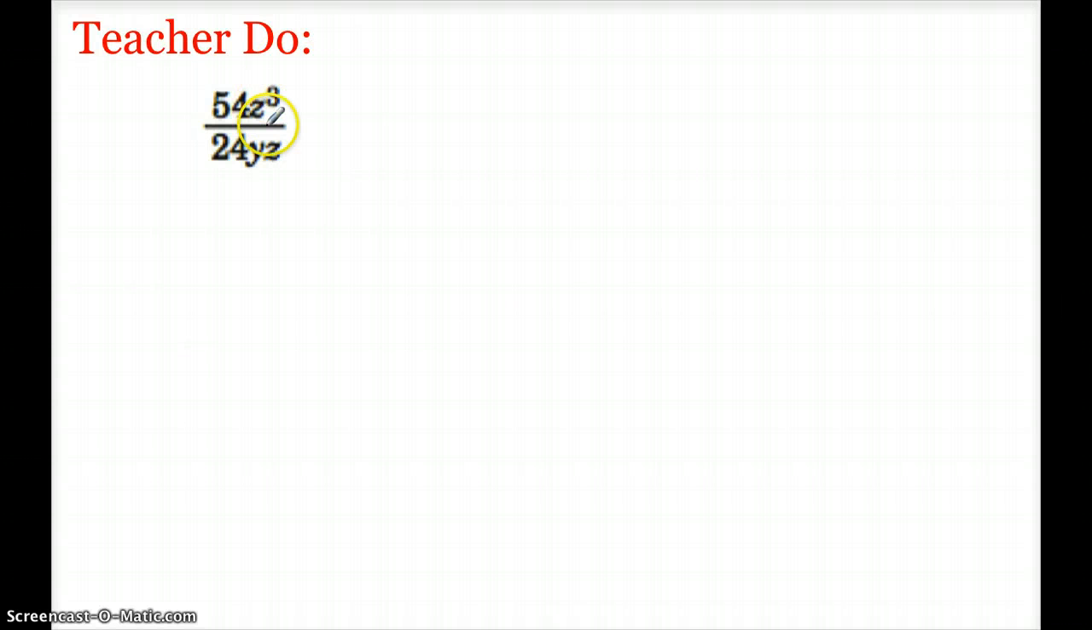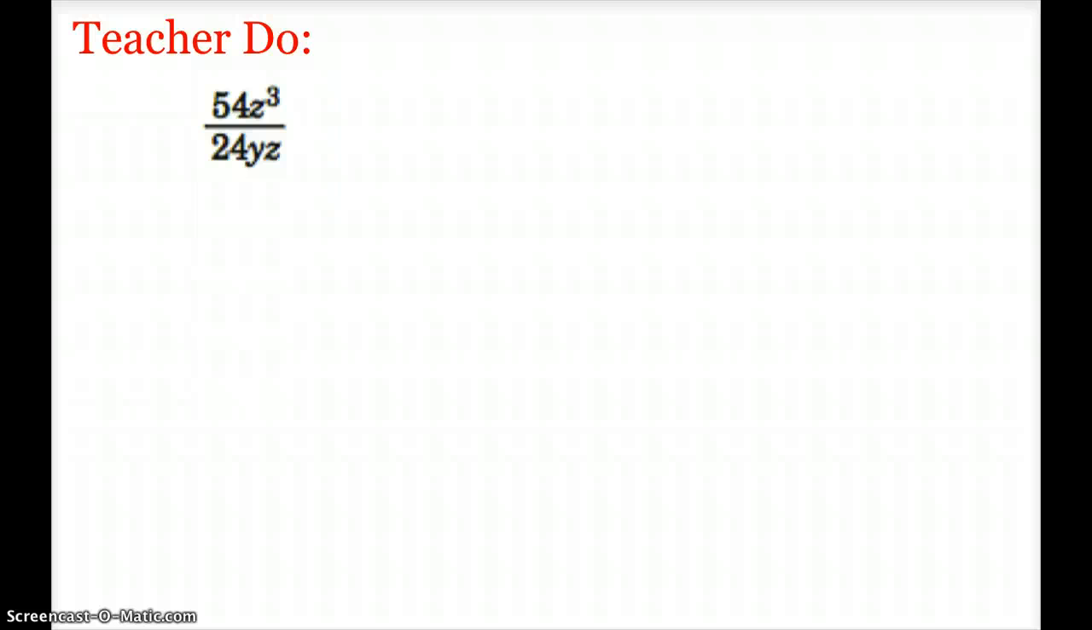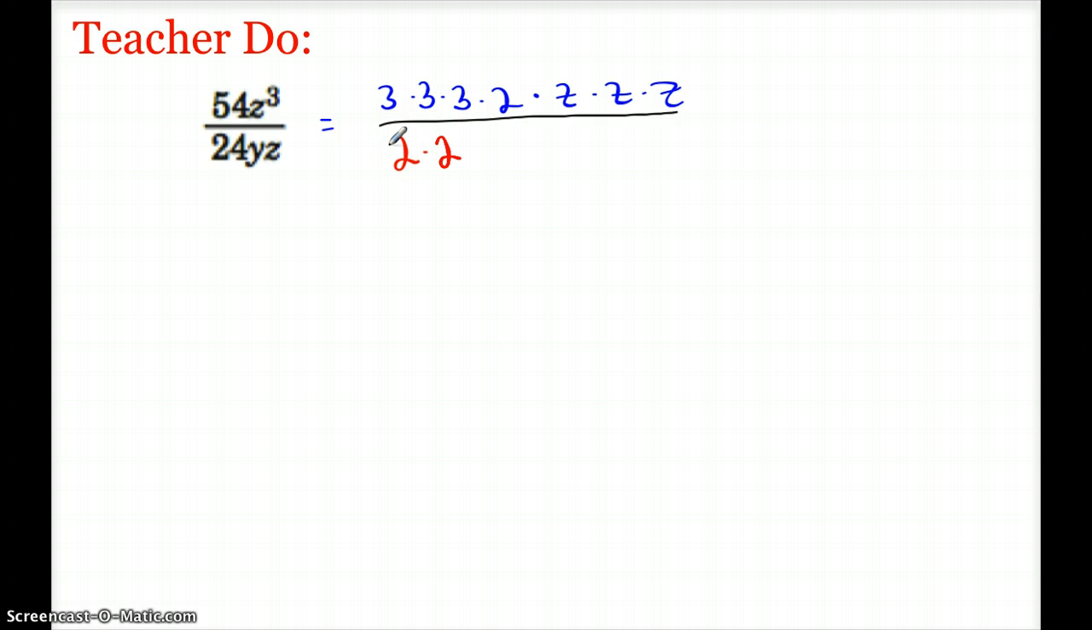Okay. Now these two were from the do now. So I'm going to rewrite them so that I don't have to factor them out. You should already know what they are. So on top, this is equal to 3 times 3 times 3 times 2 times z, z, and z. The denominator should be 2 times 2 times 2 times 3. Yes, that's 4 times 6. That's right. Okay, times y times z. Now I chose these from the do now specifically because you should already know how to factor these items out.